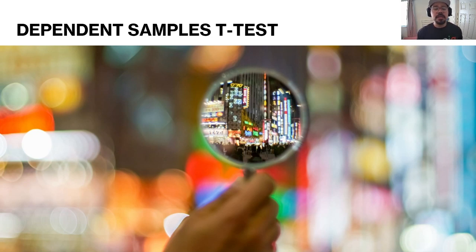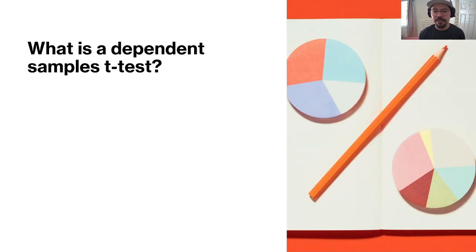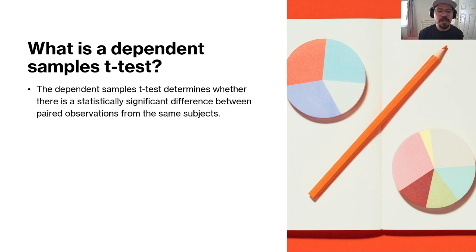All right, finally, we're going to take a look at dependent samples t-test. In dependent samples t-test, we're making a slightly different comparison. So, what is a dependent samples t-test? Dependent samples t-test determines whether there is a statistically significant difference between paired observations from the same subjects.